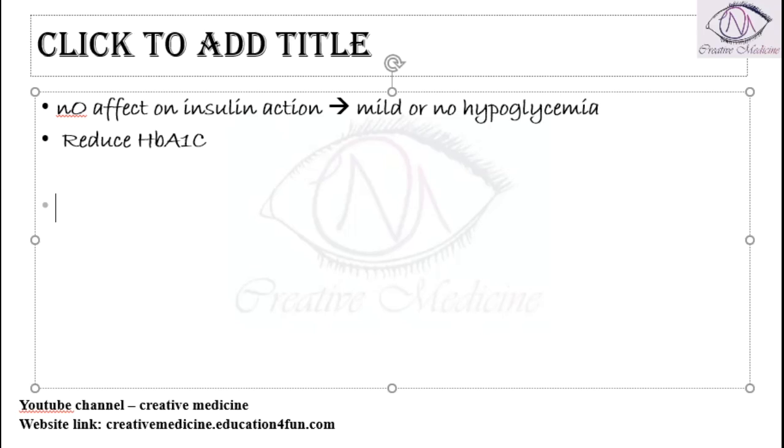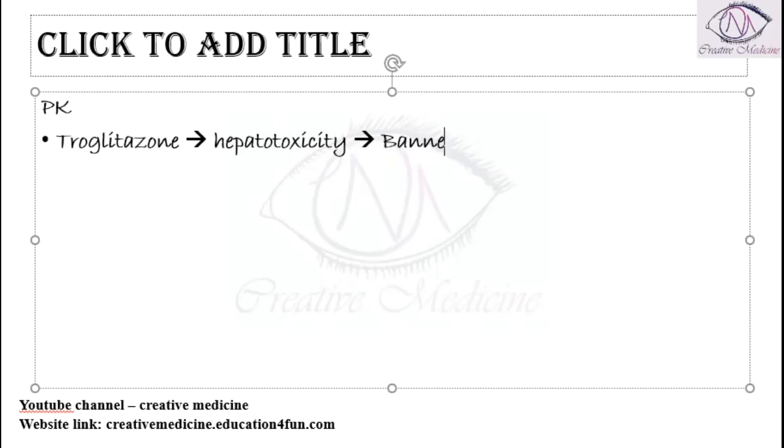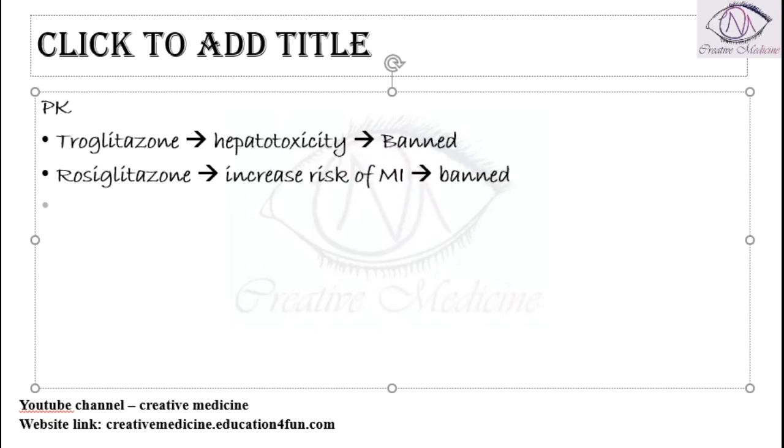Then the pharmacokinetics of thiazolidinediones. First we see troglitazone. This drug can cause hepatotoxicity, and because of this it is banned. Then we have rosiglitazone. Rosiglitazone can increase the risk of MI, and because of this it is also banned.